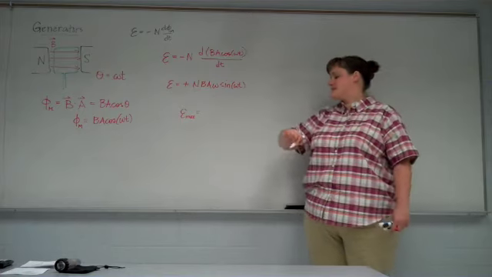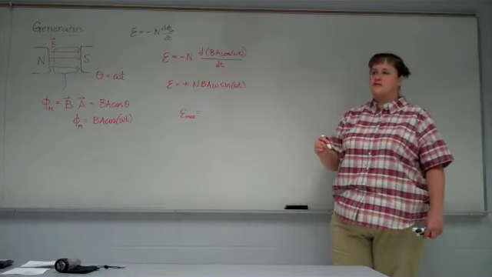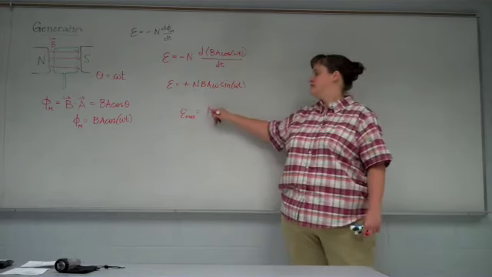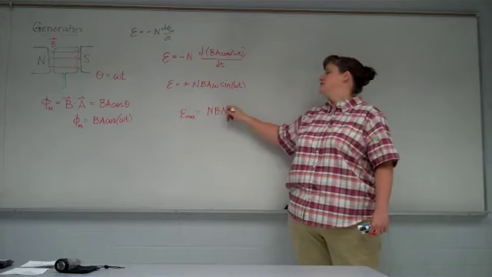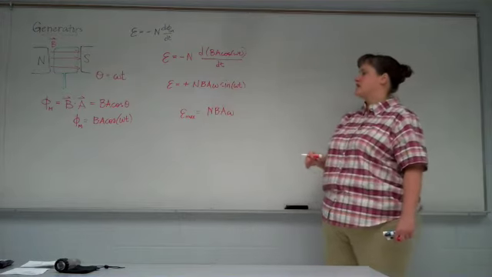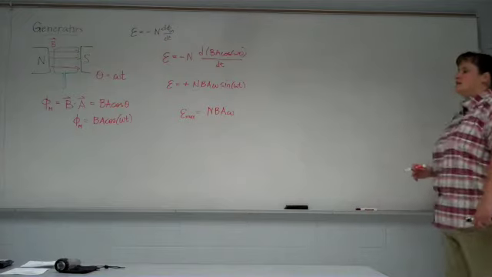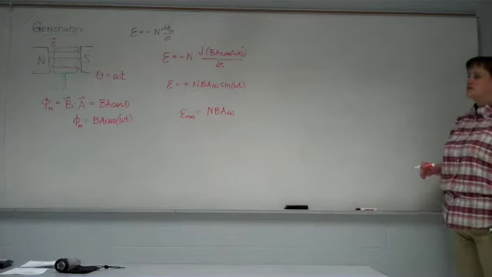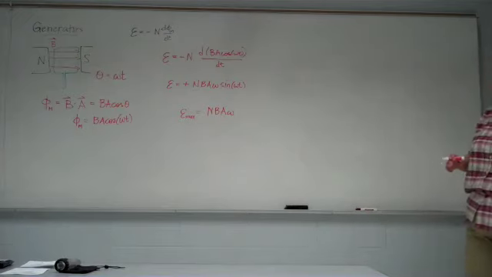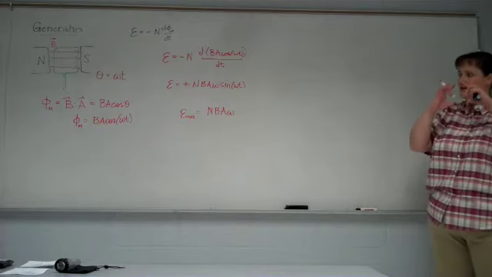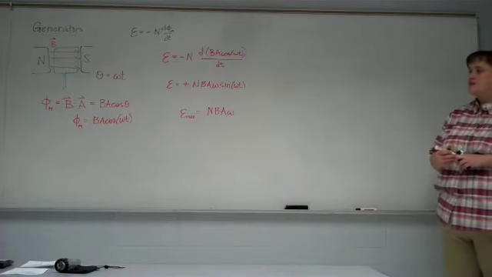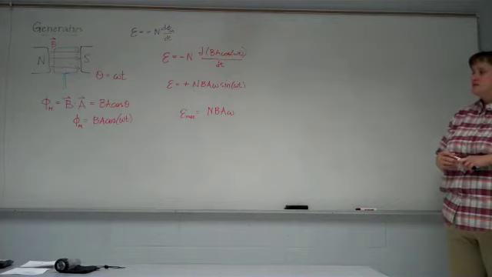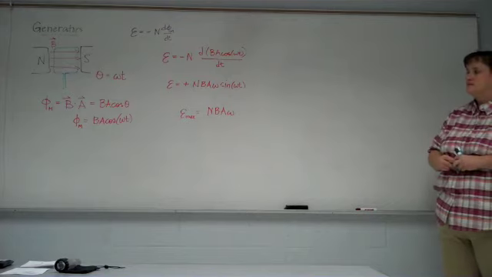What is the maximum value of the voltage that's induced? Everything in front of the sine term. So N, the number of turns, B, the strength of the field, A, the area of your coil, and omega, the rotation rate. E RMS is N B A omega over root 2.